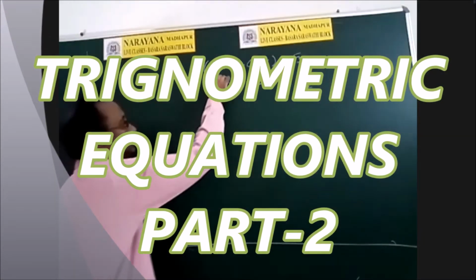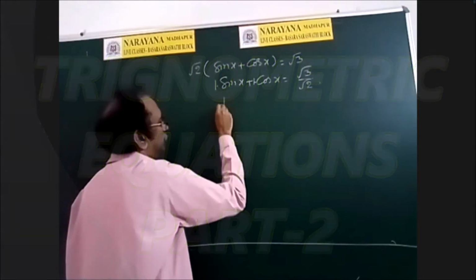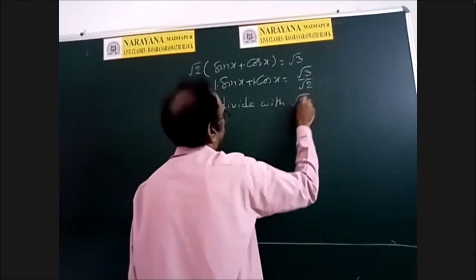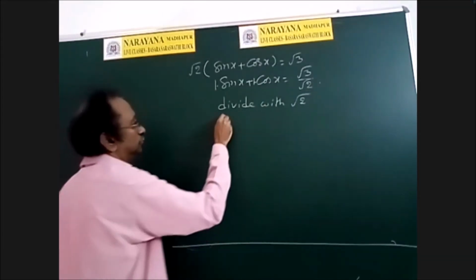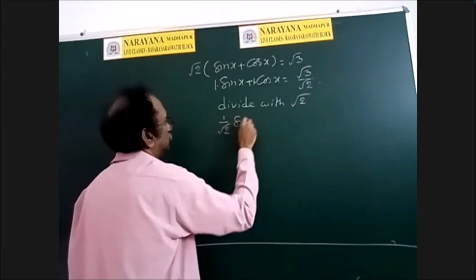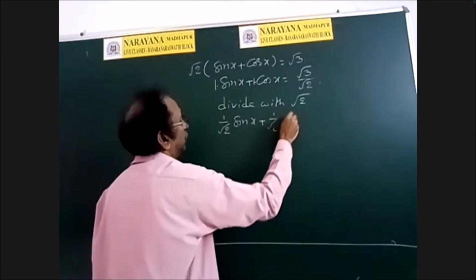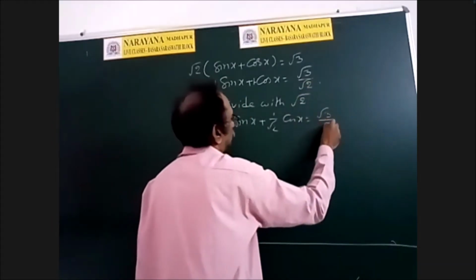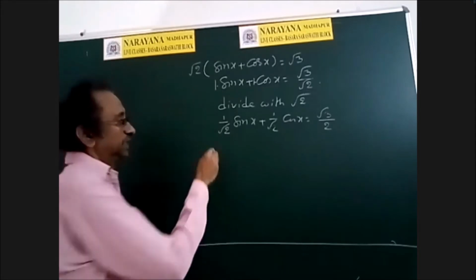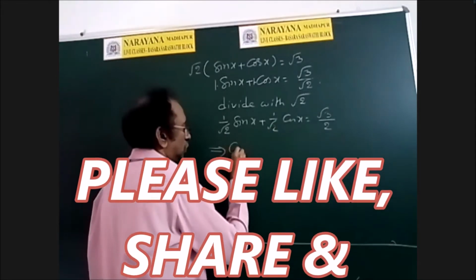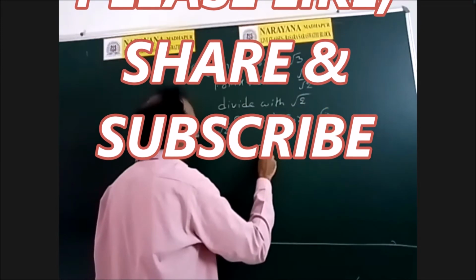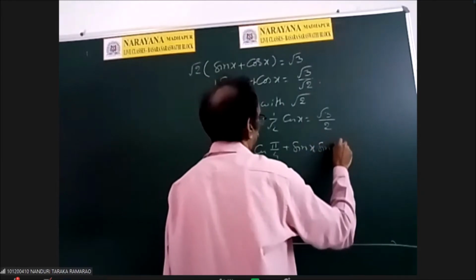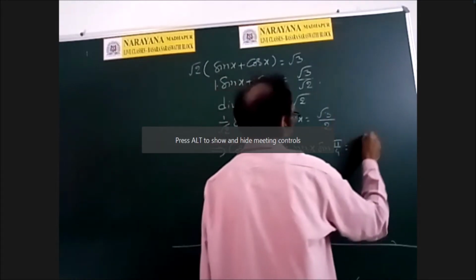What are the quotients? 1 and 1. So divide with root of a square plus b square, root 2. That is 1 by root 2 into sin x plus 1 by root 2 into cos x is equal to root 3 by root 2 into root 2. So this is cos x into cos pi by 4 plus sin x into sin pi by 4 is equal to root 3 by 2.